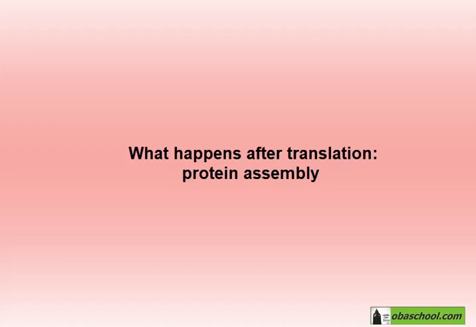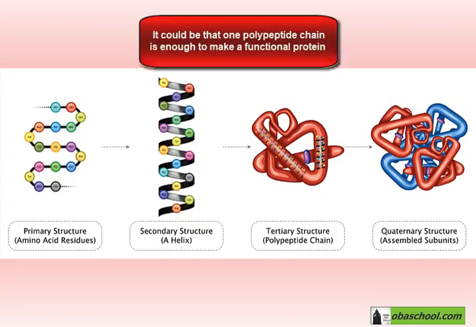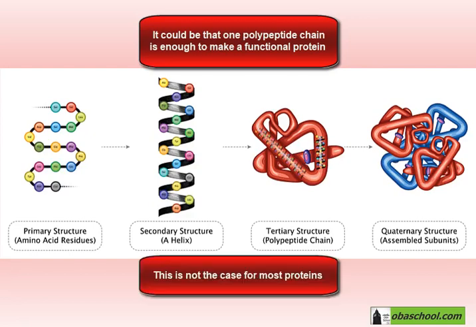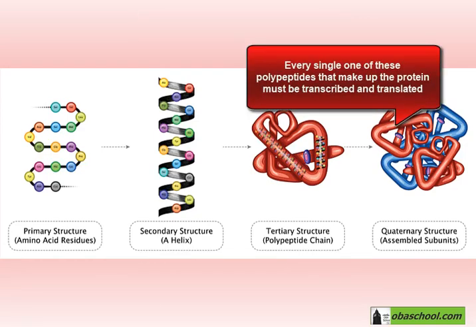This is how we assemble a protein after we synthesize polypeptide chains. Sometimes one polypeptide chain can make a functional protein. However, often we have multiple polypeptides linked together to give a functional protein, which means we have to transcribe and translate each polypeptide chain on its own, and then they all have to come together.